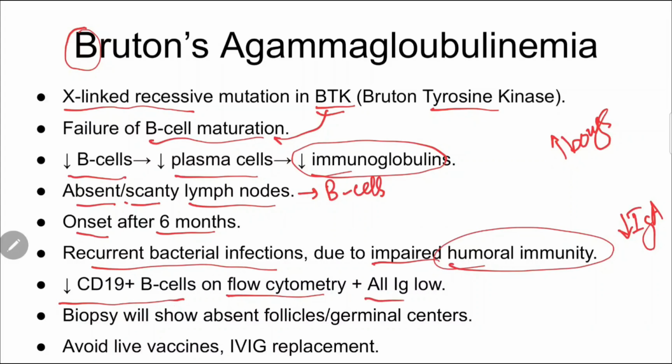And plus, all your immunoglobulin levels will be very low, right? When you take a biopsy, it will show absent follicles and germinal centers because your lymph nodes mainly consist of B cells, right? And finally, you avoid live vaccines because live vaccines can become active in these patients and they can infect the patient. Along with that, you give IVIG replacement, right? Because these patients cannot make their own immunoglobulins. So obviously, we have to give them antibodies.